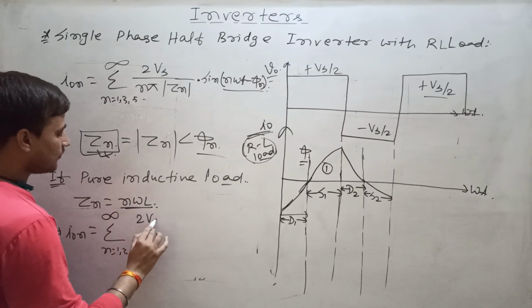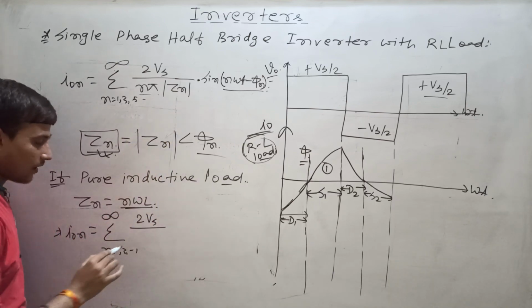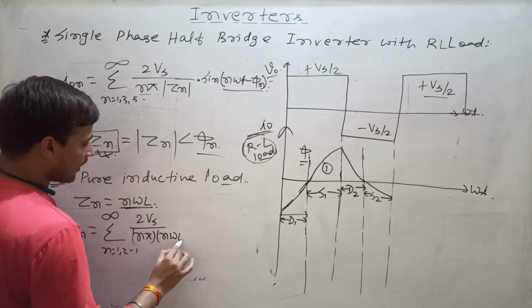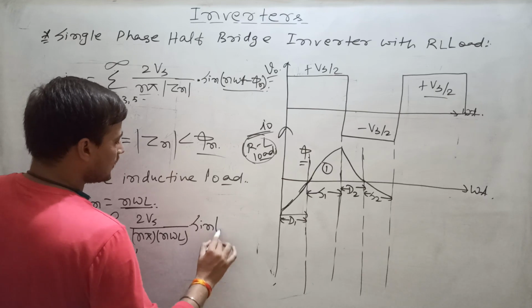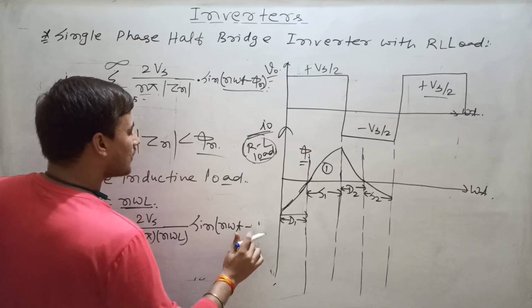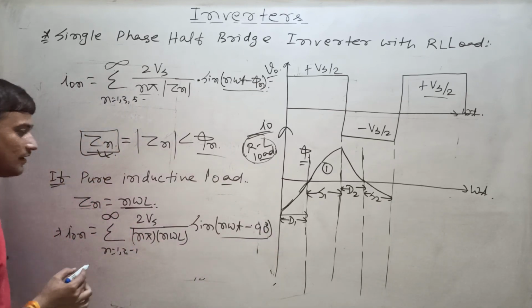At the numerator it will be 2 Vs. At the denominator, n pi into n omega L. And what do you know? It will become sin(n omega t minus phi), where phi will be 90 degrees. If it is an inductor, then phi will be 90 degrees.